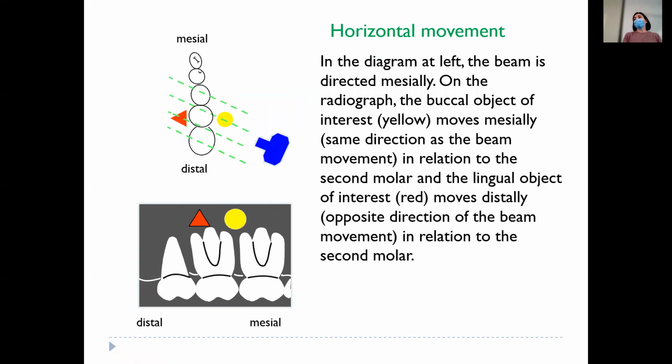So then the second picture, if you change your horizontal angulation and you turn your BID more mesial.